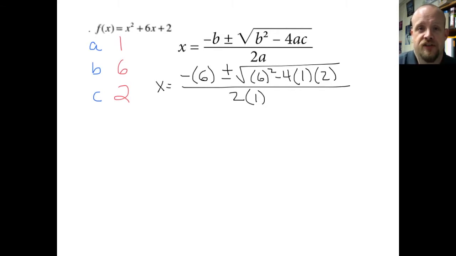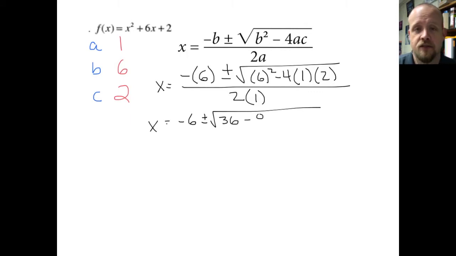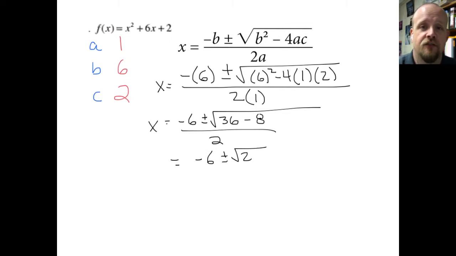And now let's just simplify. You get x equals negative 6 plus or minus the square root of 36 minus 8, divided by 2. Keep going, and we get negative 6 plus or minus the square root of 28, divided by 2.